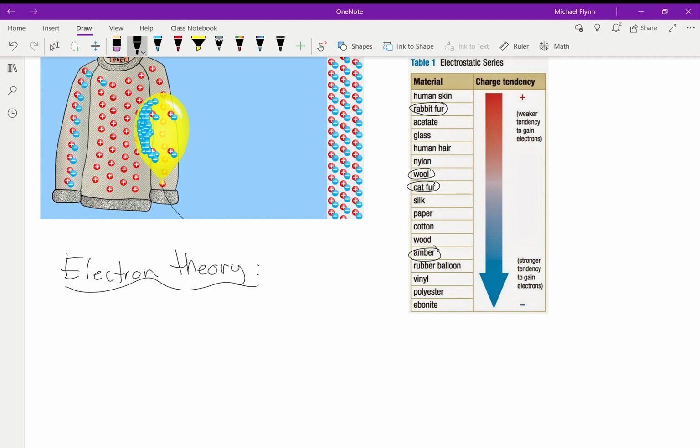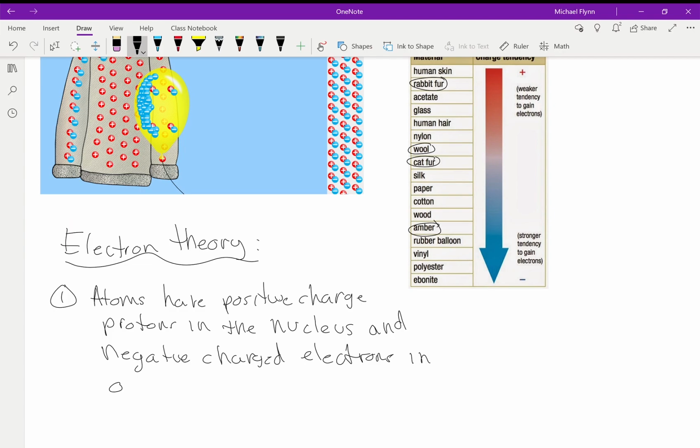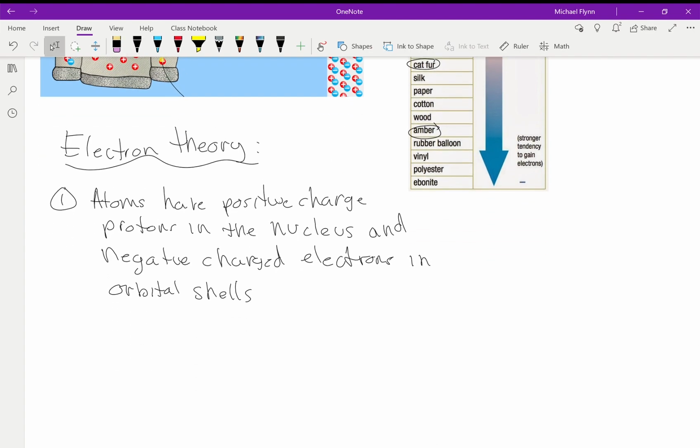So let's go to the modern theory. Number 1: atoms have positively charged protons in the nucleus, and negatively charged electrons in, we'll call them orbital shells, even though they don't really orbit. But that's a discussion for chemistry or quantum physics later. Anyway, the point is they're not in the nucleus, and they're easily removed.